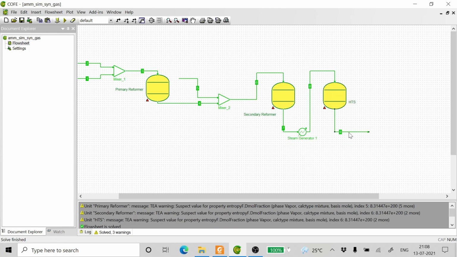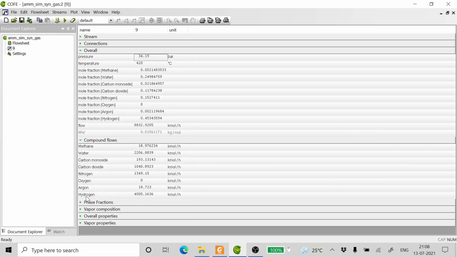Now as we can see here, the amount of hydrogen has increased. So this is the purpose of the shift reactor. The shift reactor takes carbon monoxide and along with steam, it generates carbon dioxide and hydrogen. Now, as we can see here, the ratio is not quite up to our liking.